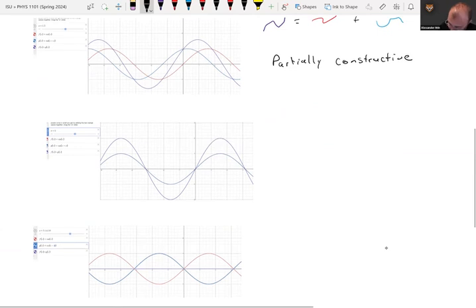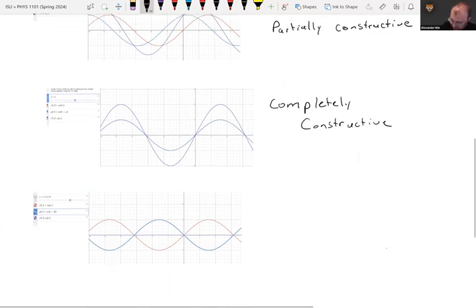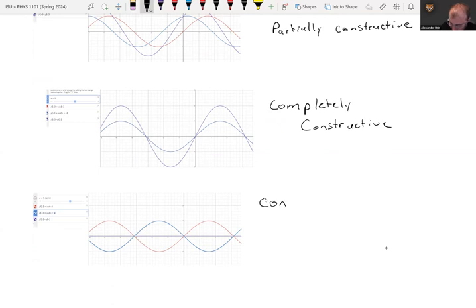But here we have completely constructive interference, and that's basically because the red and the blue are on top of one another. It's why you can't see the red in this case. And then this is completely destructive interference. We didn't have one where it was partially destructive, but you could imagine it's close. The red and blue are close to being entirely out of phase, but the purple would have a slight sine wave, but smaller than either the red or the blue.